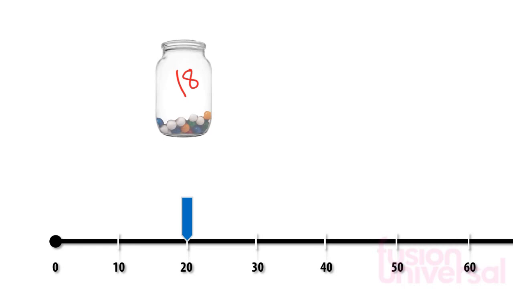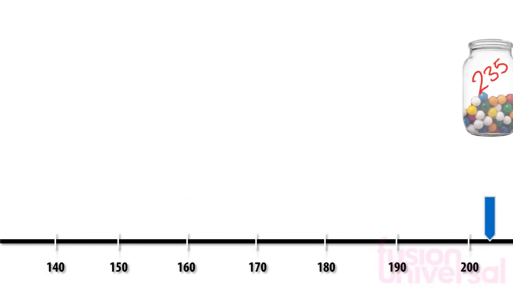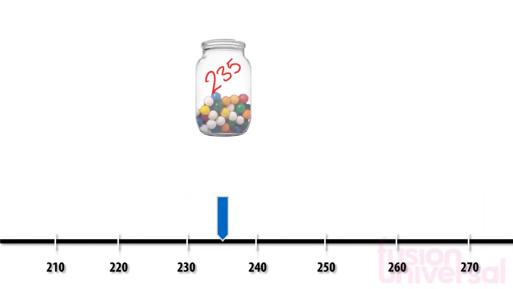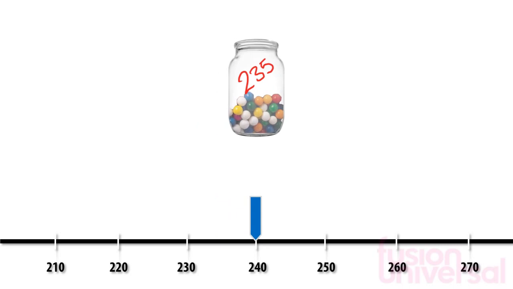Next, 235 is exactly halfway between 230 and 240. Remember our rule about things that are exactly halfway between. We always round them up, so this becomes 240.